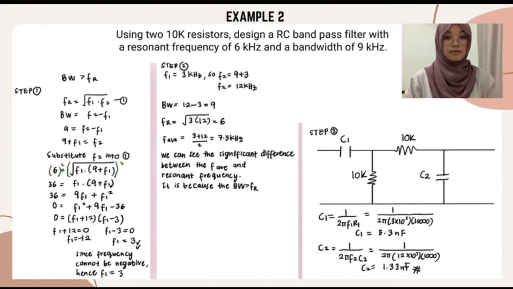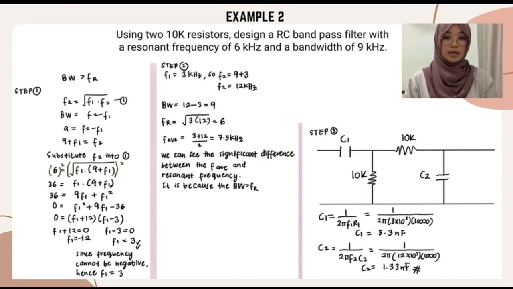So 9 plus F1 is equal to F2. We can solve this by substitution. Substitute F2 into equation 1. So we have 6 equal to square root of F1 times (9 plus F1). Square both sides, so we have 36 equal to 9F1 plus F1 squared. Arrange it and set it equal to 0. We can solve this equation and we get F1 equal to negative 12 and F1 equal to 3.